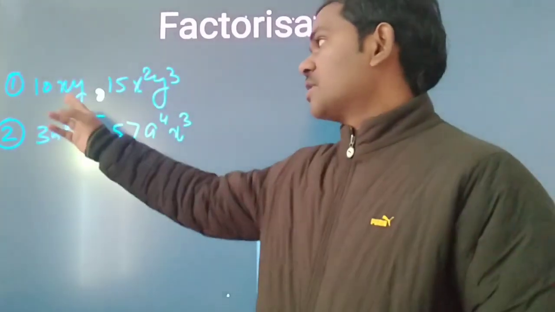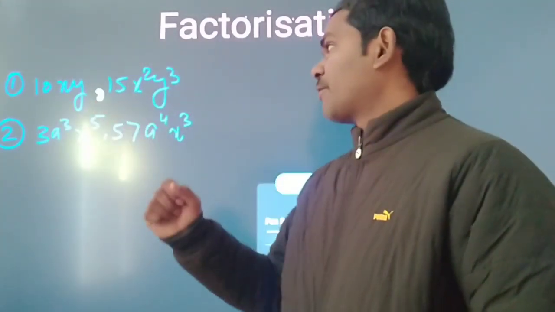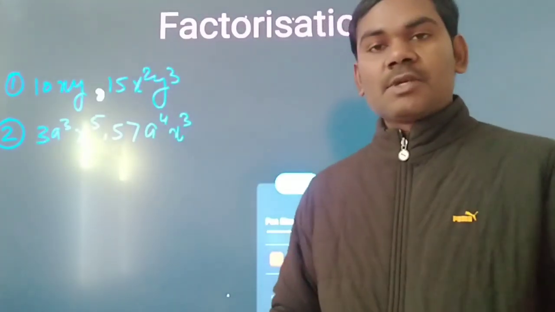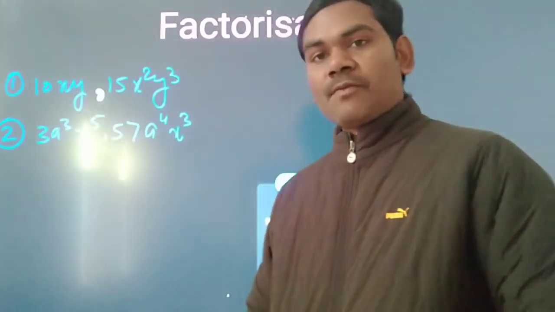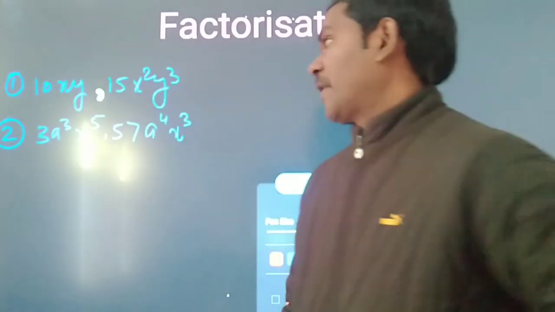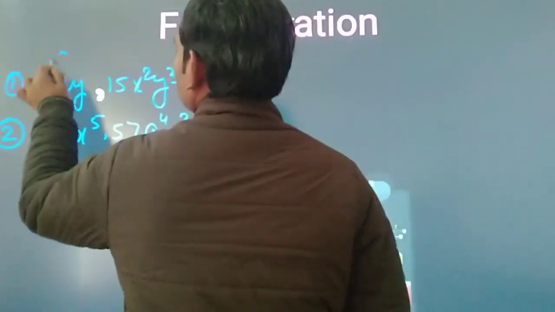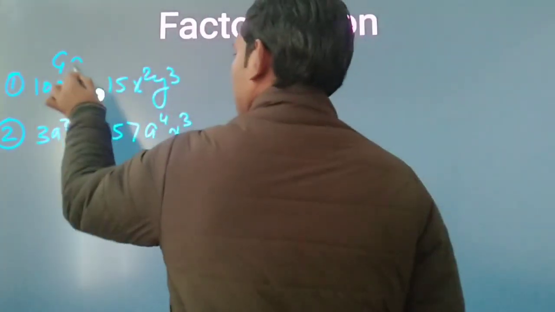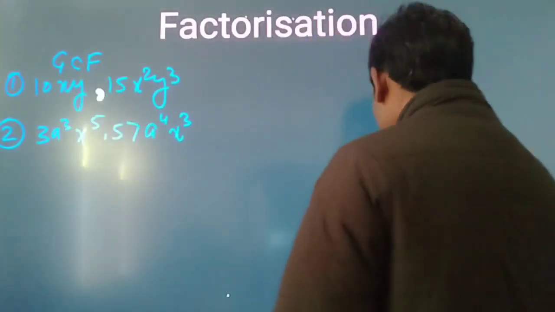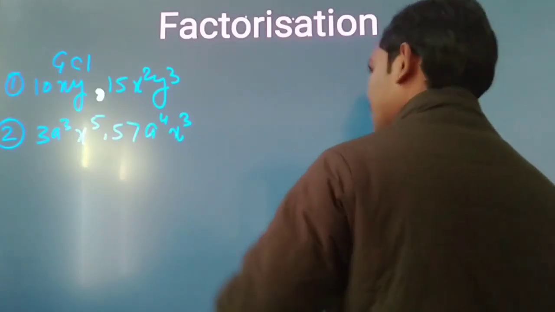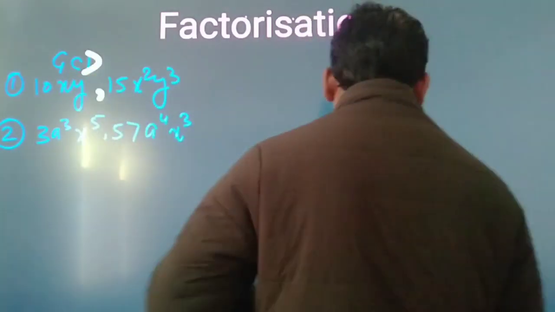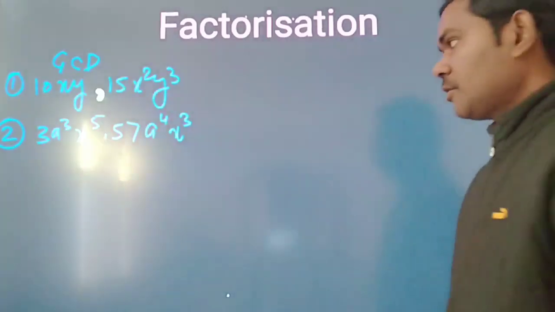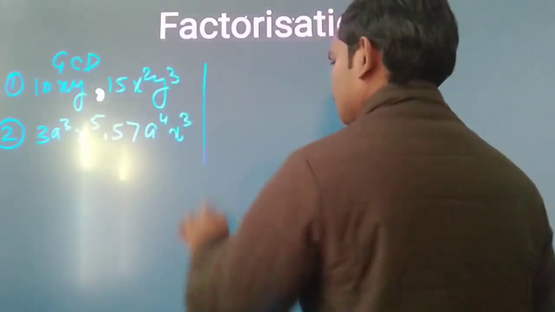So the first question is 10xy comma 15x square y cube, and in this question we have to find its solution, that is, we have to find its greatest common factor. Greatest common factor, that is GCD. You can say GCD, that is greatest common divisor or greatest common factor. Now let's solve the first question.